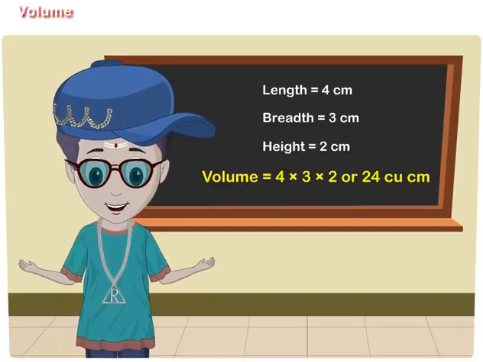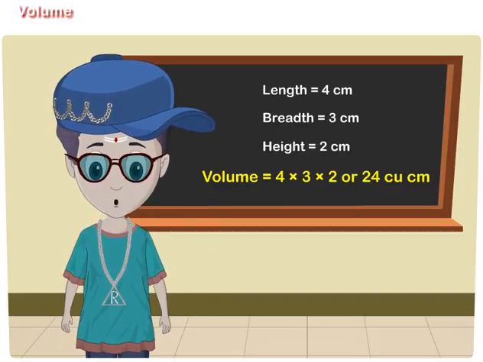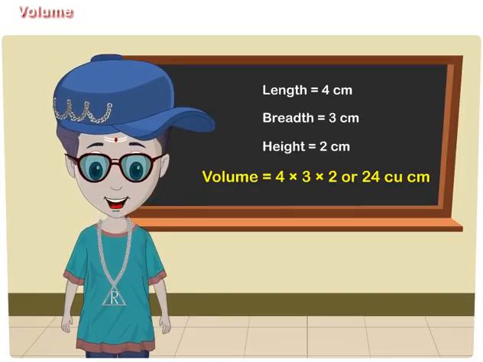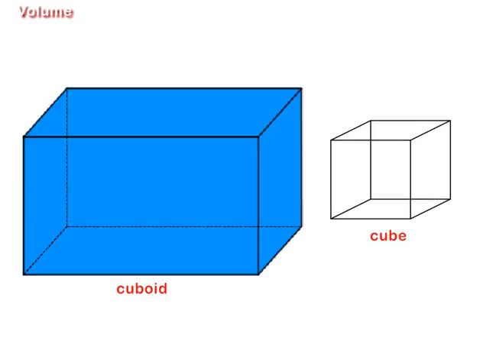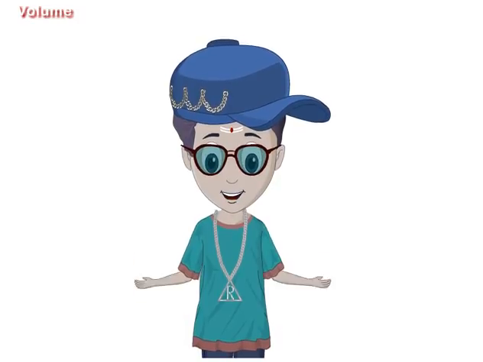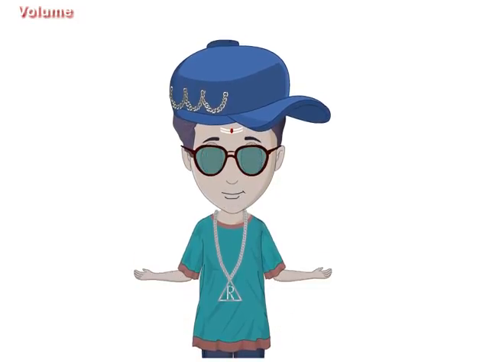Volume. Friends, we are familiar with cubes and cuboids. Some examples of cuboids and cubes are shown here. A cuboid has 6 rectangular faces and a cube has 6 square faces. Let us build a cuboid with congruent cubes and find its volume.